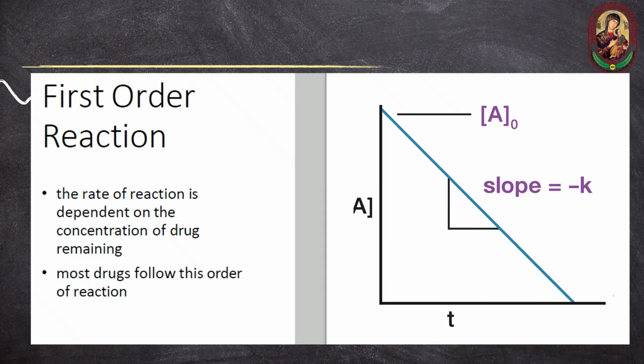This type of reaction is actually the most common in pharmacy. Most drugs degrade or metabolize following first-order kinetics. For example, in pharmacokinetics, drug elimination from the body often follows this pattern, meaning a constant fraction of the drug is eliminated per unit time, not a constant amount. So to summarize, in a first-order reaction, the rate depends on how much drug is left. The natural logarithm of A versus time plot is linear, and the slope equals negative k.